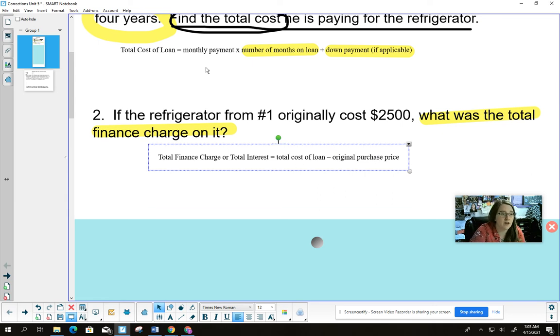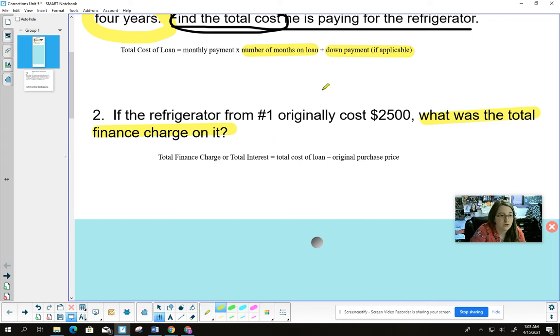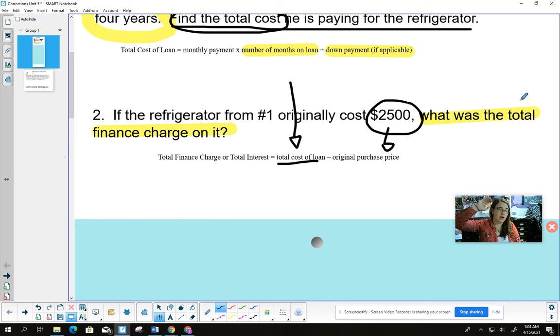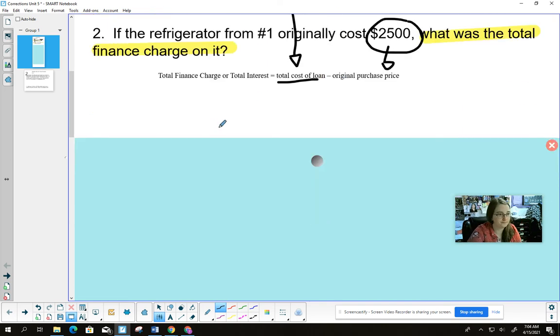So total cost of loan, number 1 and number 2 are connected. Total cost of loan is your answer from number 1. That is the original purchase price. So you had to get number 1 right to get number 2 right. Be careful. I may have given you number 2, even if you got number 1 right. Sorry, wrong. If I can see that you did the correct thing. So remember to check the points. If it says 2 out of 2, even if it has you marked wrong, you don't need to correct it.